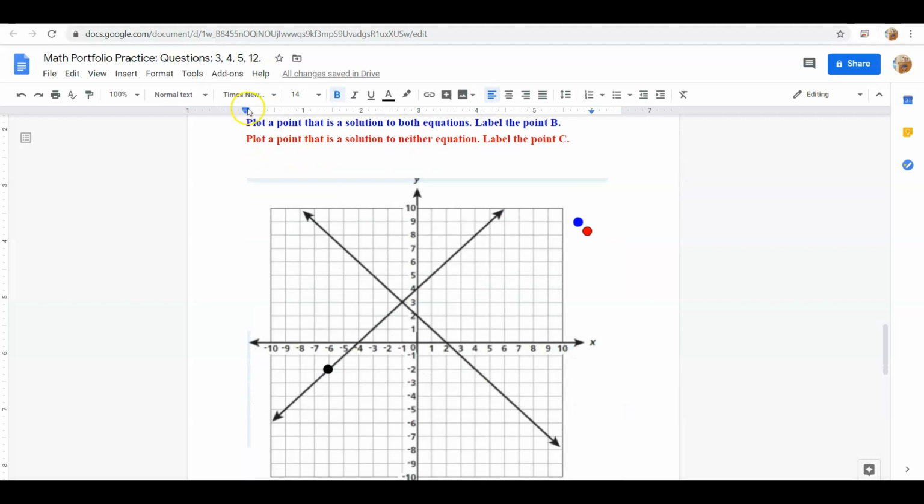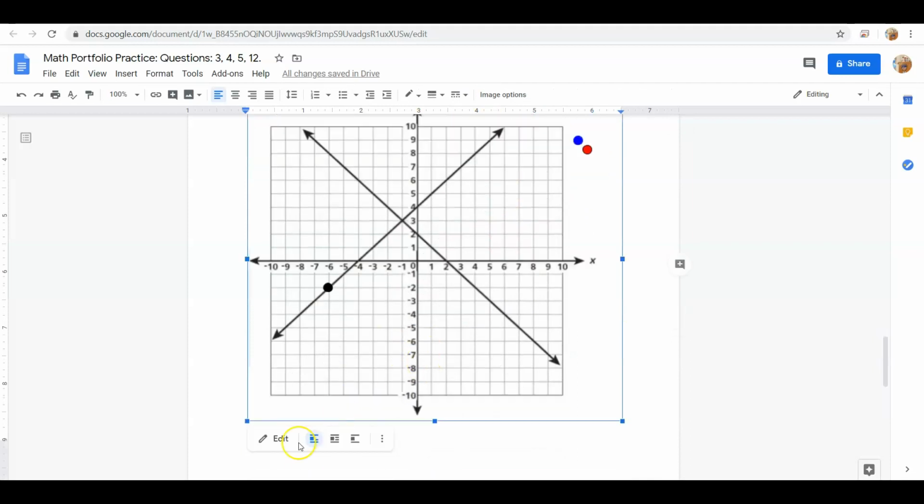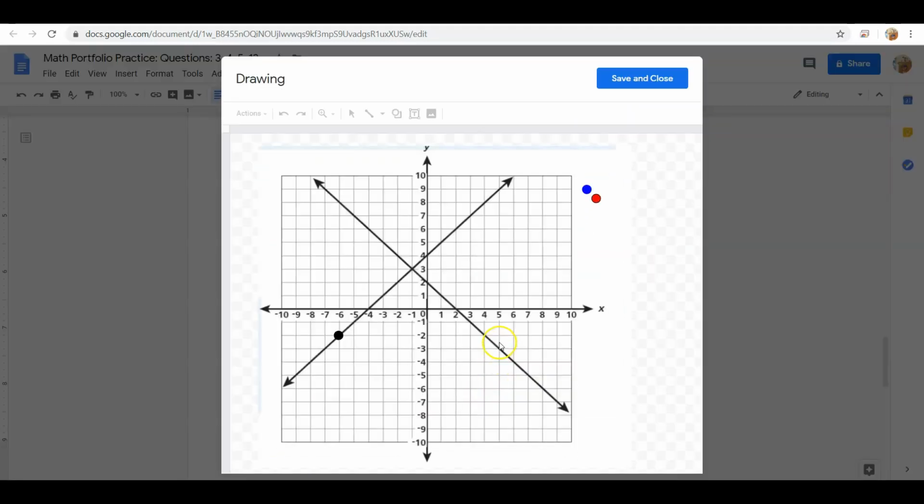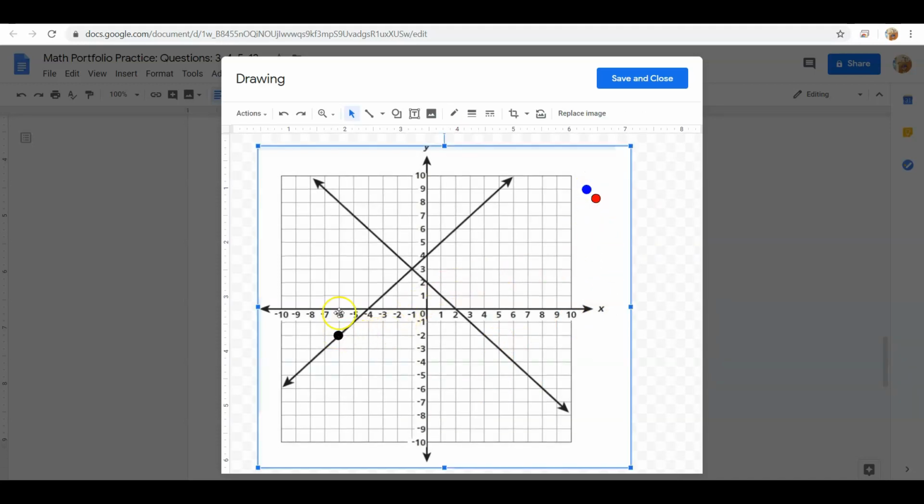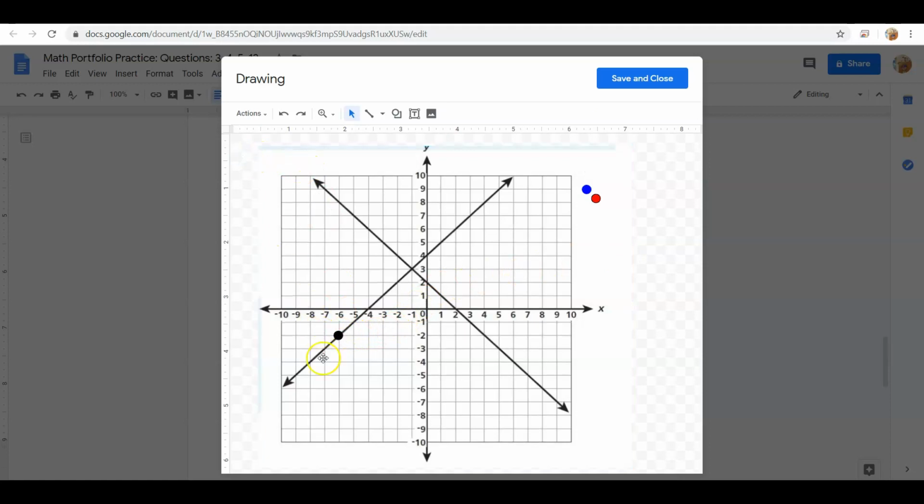Now, B, or the blue dot, says plot a point that is a solution to both equations and label it point B. It's blue. It's labeled. So let us now graph it. Before I said that to graph a point that is a solution to one equation, we need to graph it on one of the lines. So when you're graphing a point that is a solution to both equations, you need to put this point in a place that is on both of the lines.